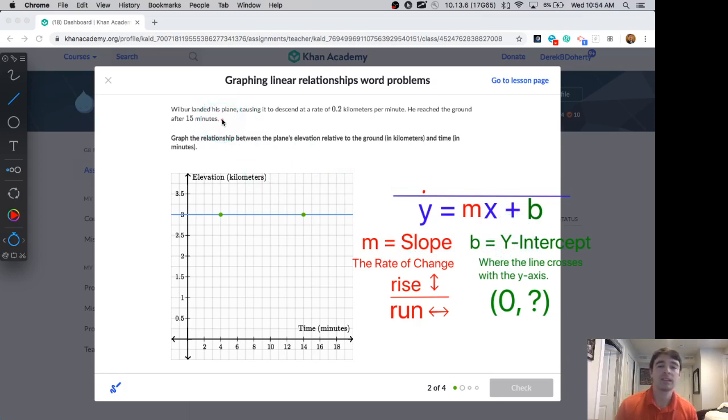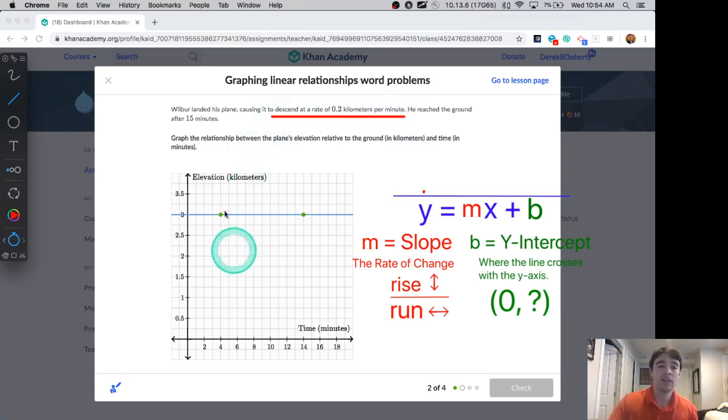The first thing I see there, that Wilbur is descending at a rate of 0.2 of a kilometer per minute. I'm going to put that in red. The reason I'm putting it in red is because this is talking to me about a speed, a rate of change. You see the word rate and the word per in there, that tells me this is about slope.